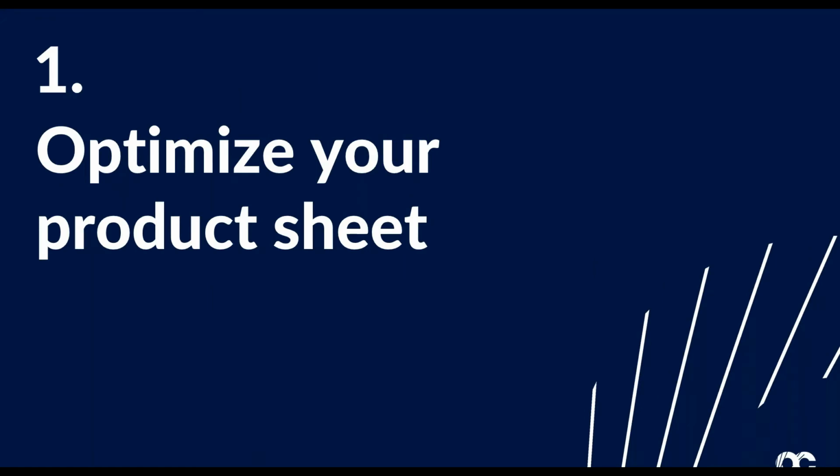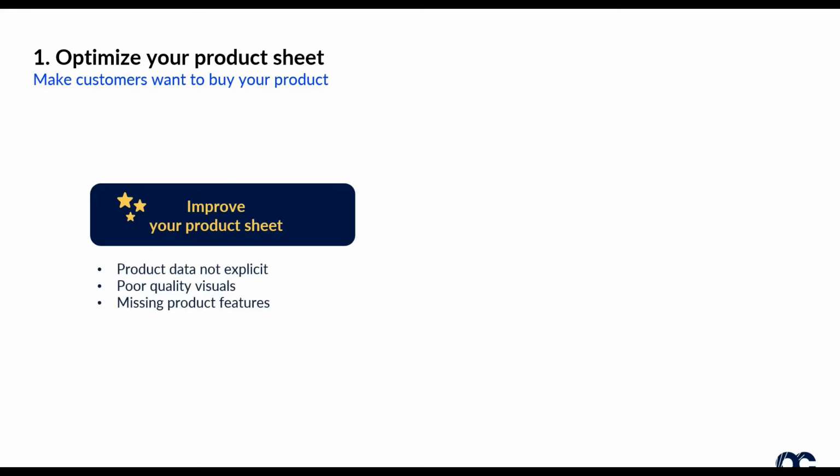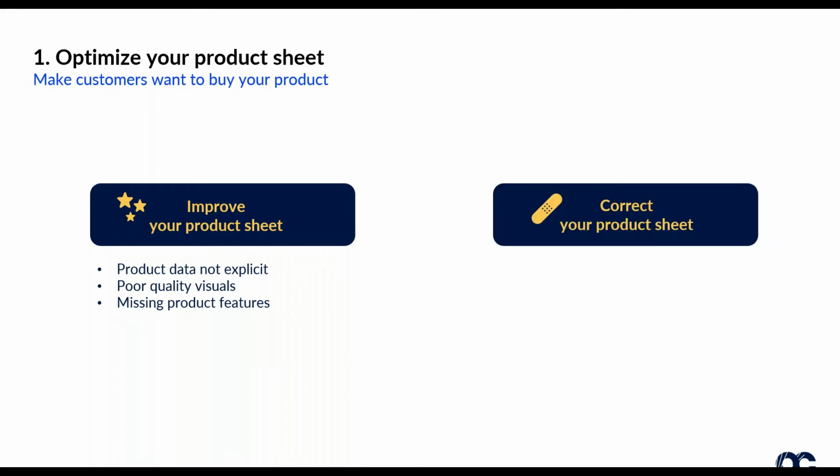So let's start with the optimization of your product sheet. Optimizing your product sheets will allow you to make your product attractive and especially to make customers want to buy your product. You can improve your product sheet if, for example, your visuals are poor quality, or if your product information is not explicit enough, or your product characteristics are missing. And you can also modify or correct your product sheet if, for example, your product data is wrong or not up to date, and if your marketing description is truncated.